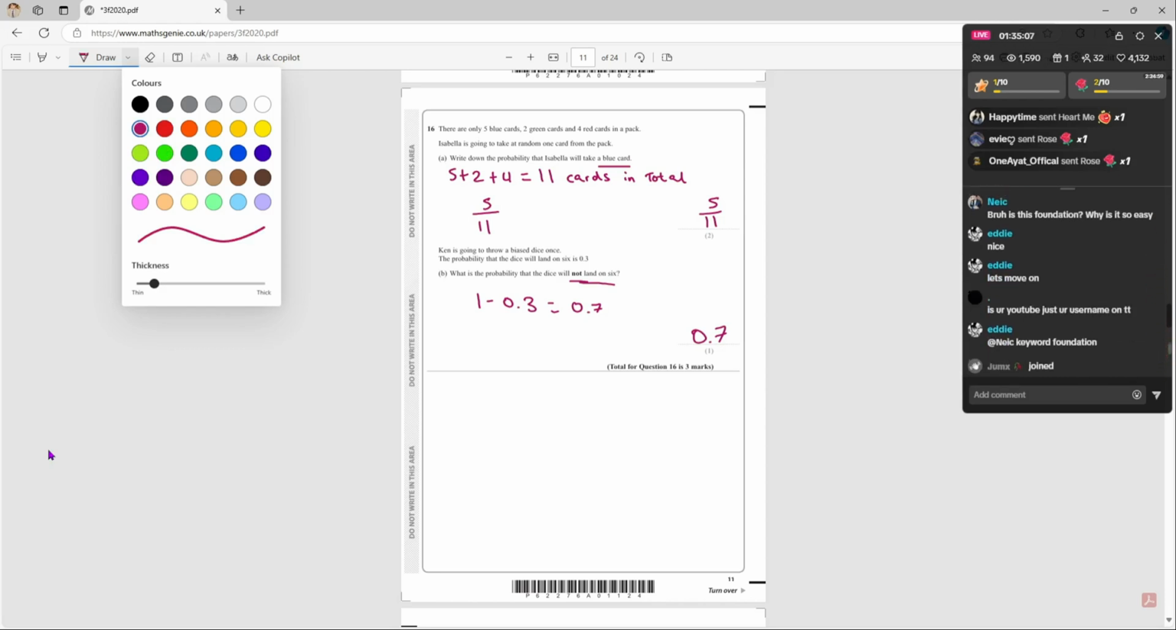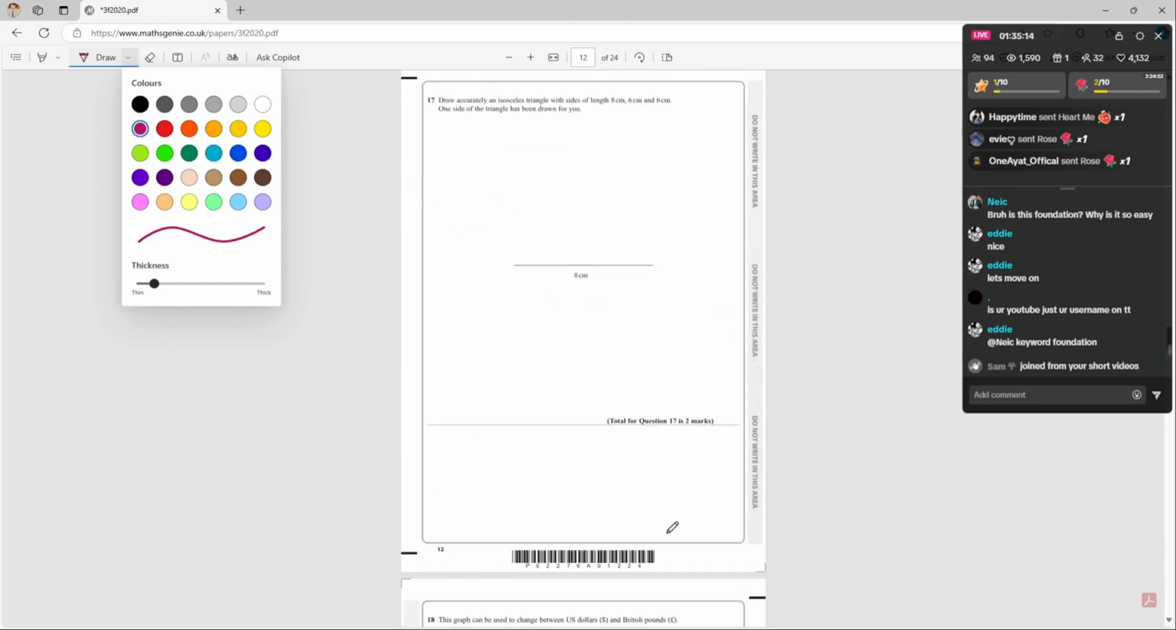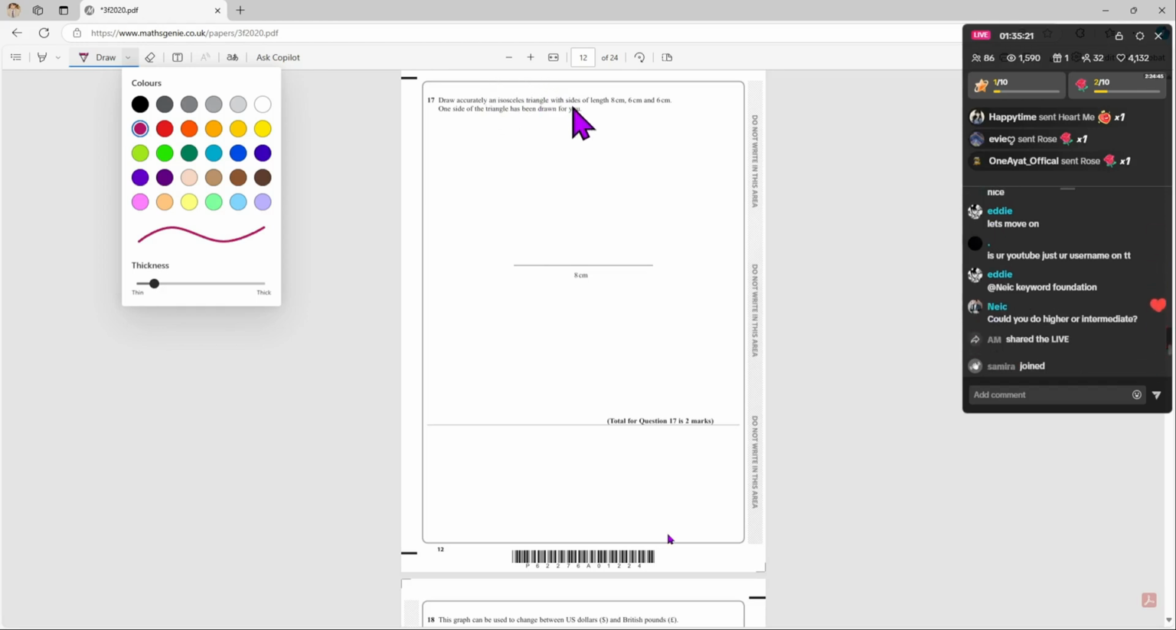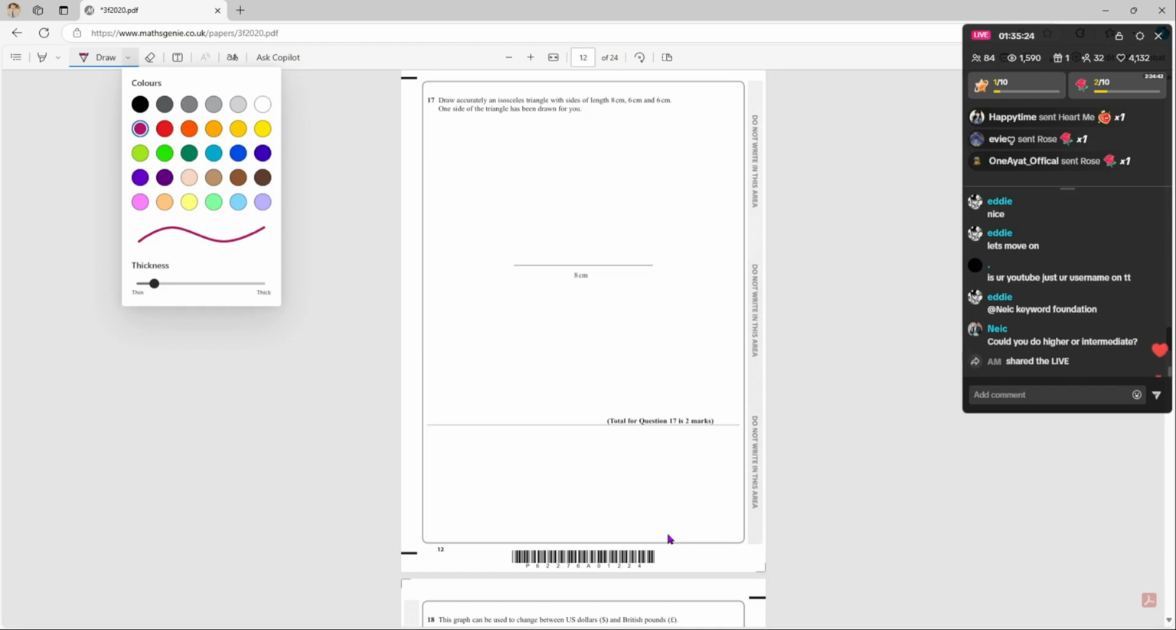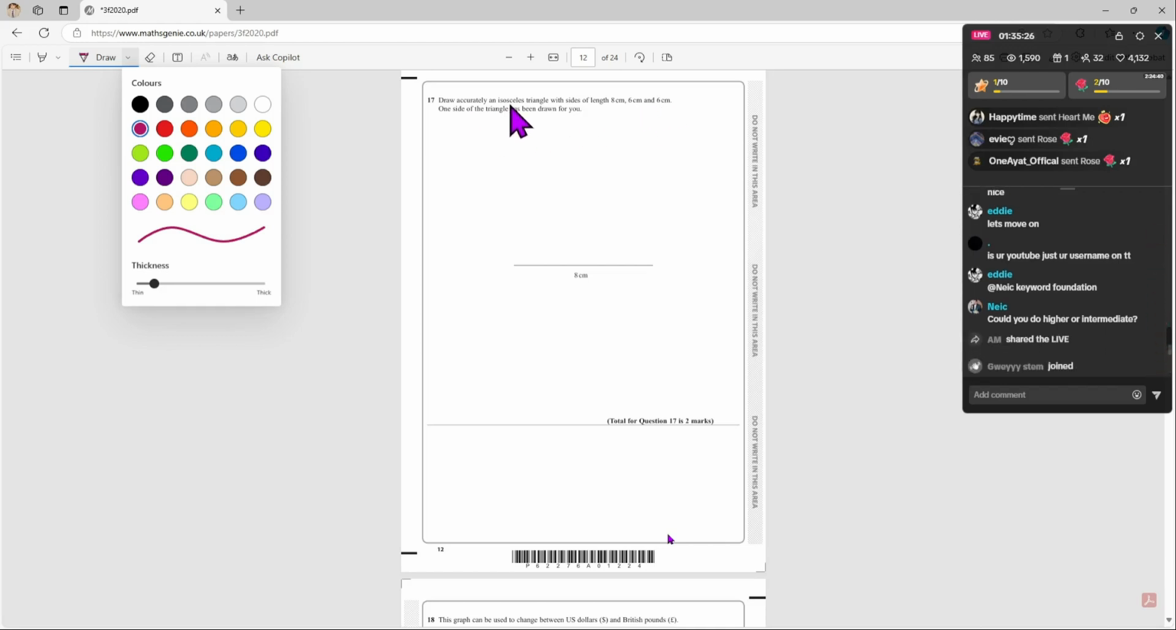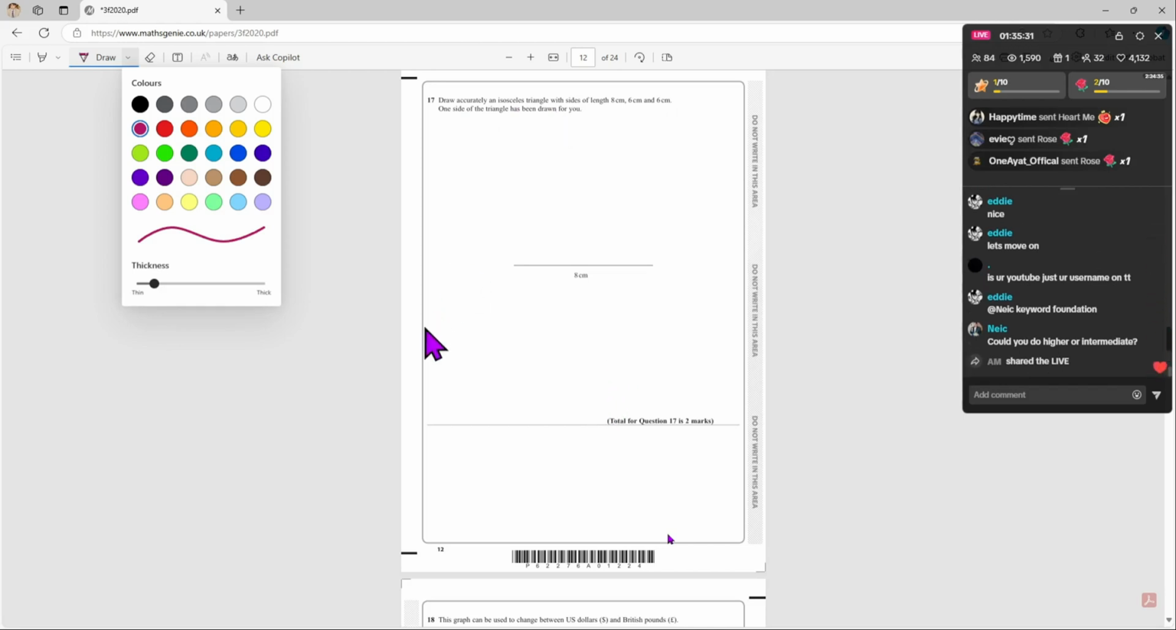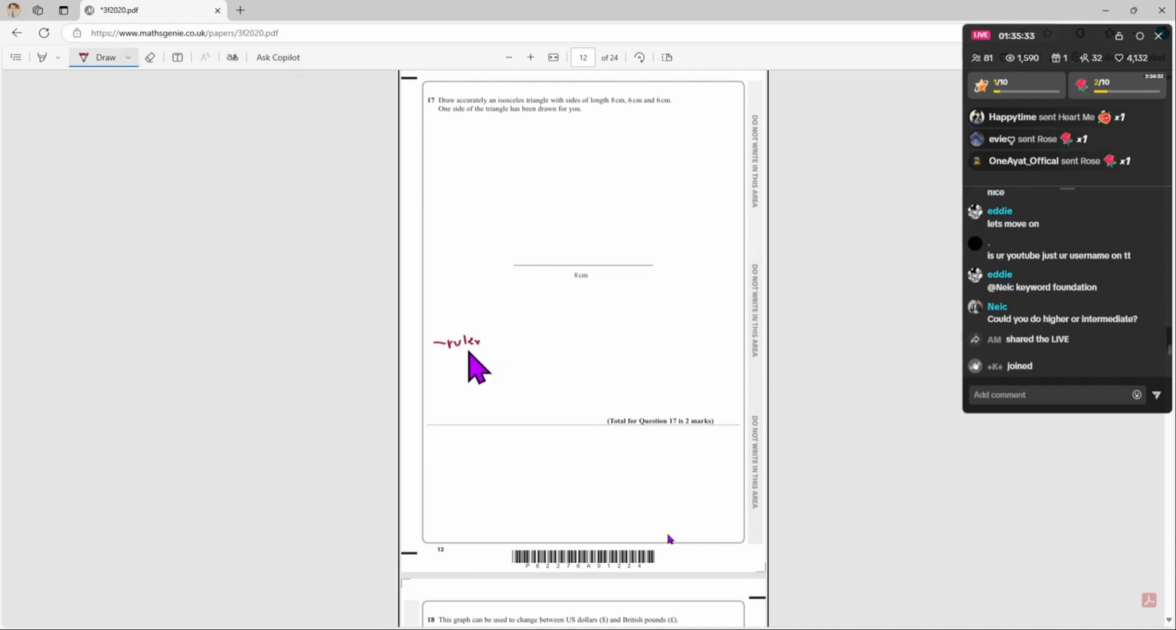So let's do this next question over here. You have to draw accurately an isosceles triangle with sides of length 8 centimeters, 6 centimeters, 6 centimeters. One side of the triangle has been drawn for you. For this question, you would have to use a ruler and a pencil. Draw it in pencil just in case you make a mistake.